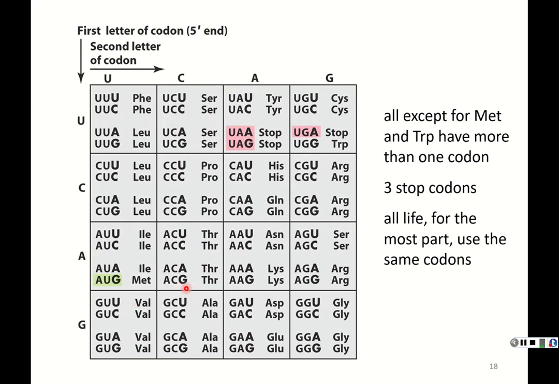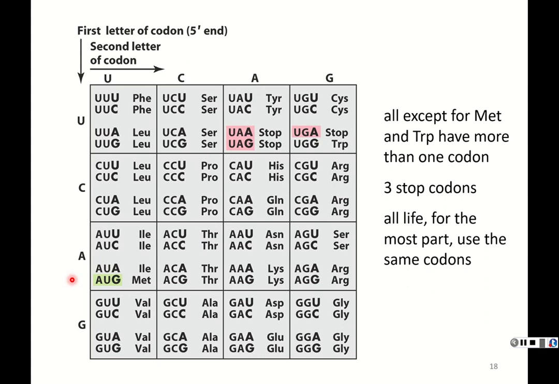So what is the start codon? The start codon is AUG, and it codes for the amino acid methionine. So all proteins start with that, and that is a consistent way to start translation.